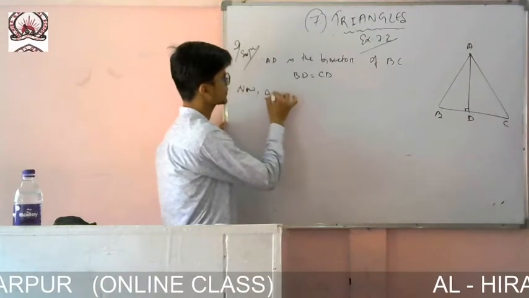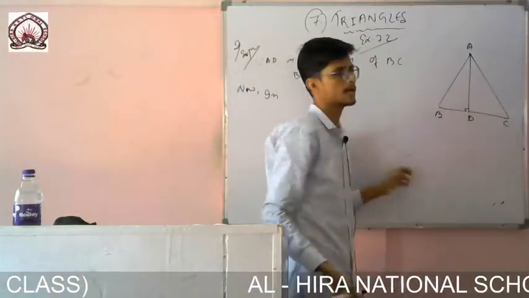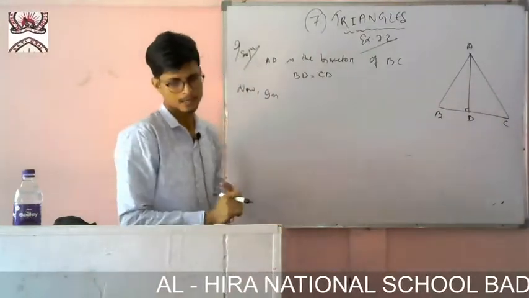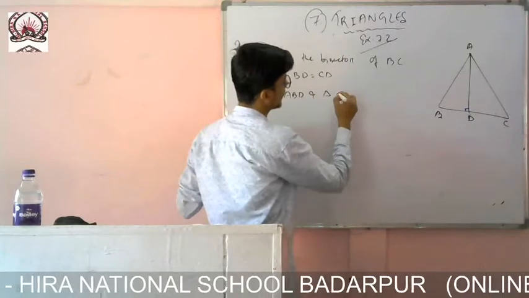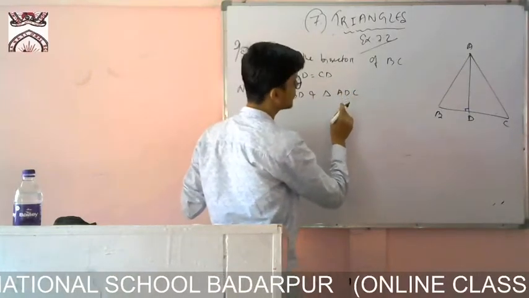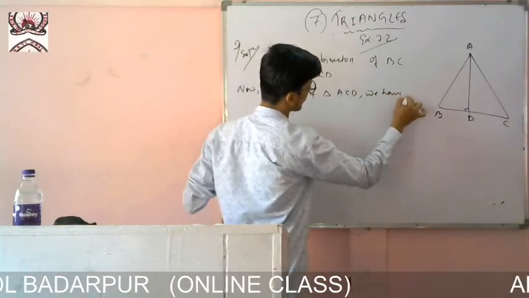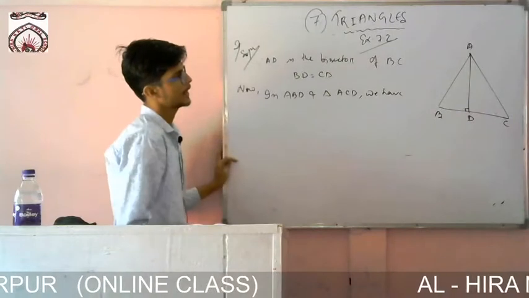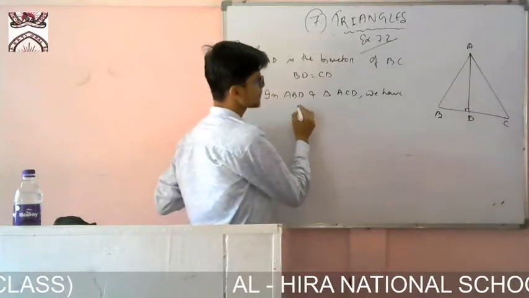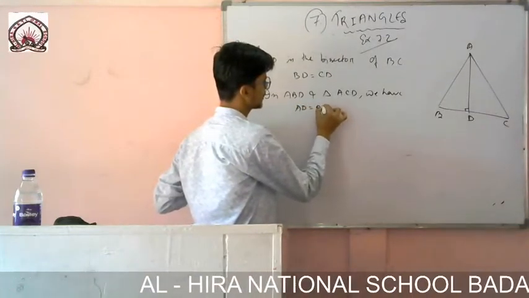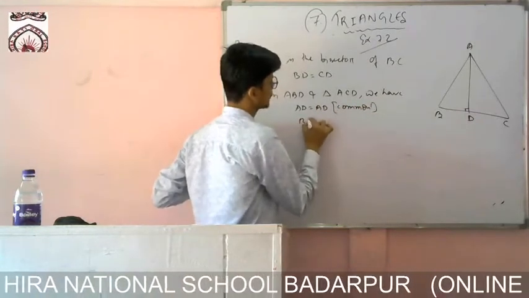Now, if I can prove that these two triangles are equal, then I can say that this side will be equal to that side, because corresponding parts of congruent triangles are equal. So in triangle ABD and triangle ACD, we have AD equal to AD, the common side, and BD equal to CD.